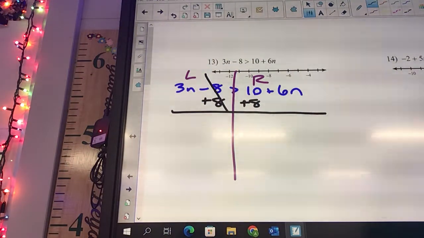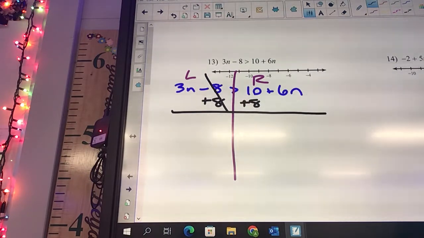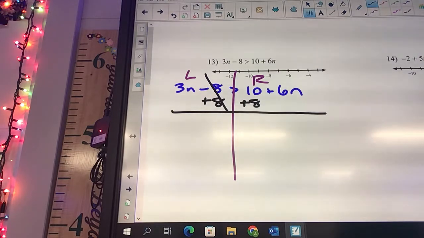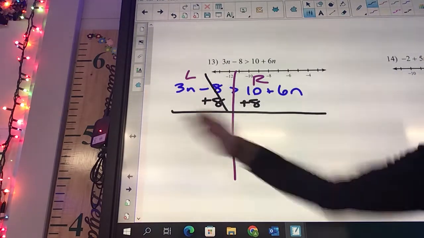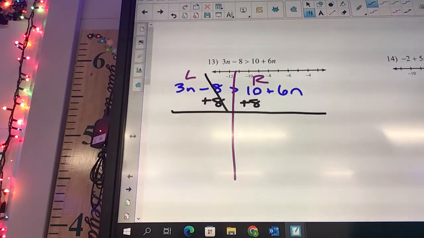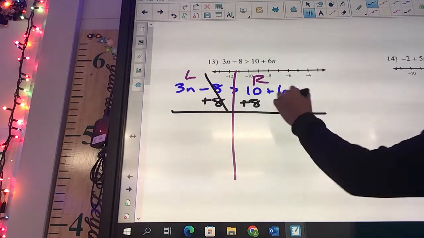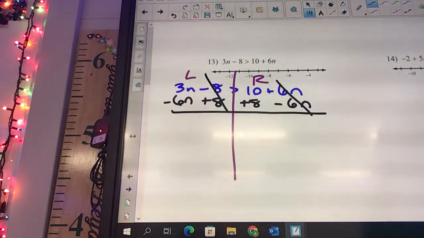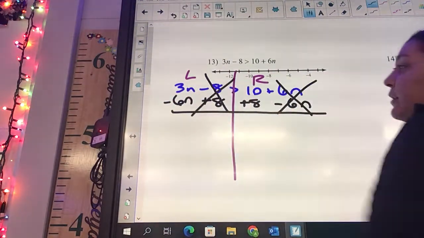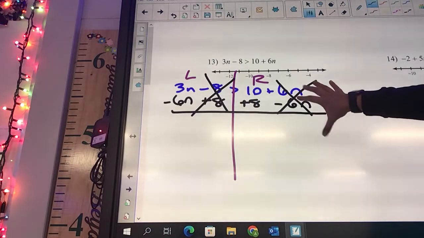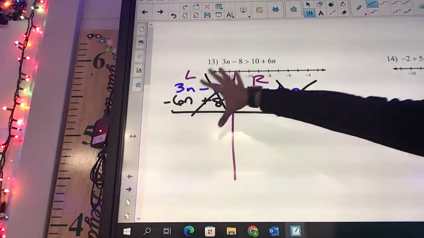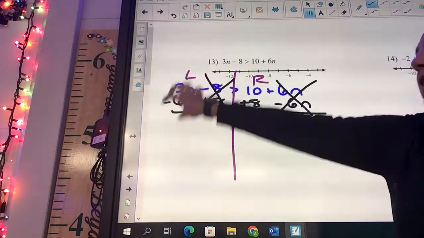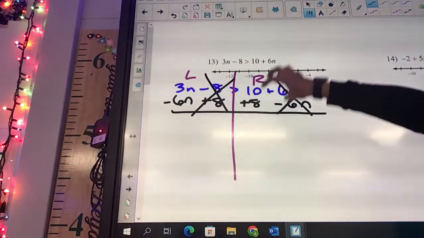What else needs to be moved? Not the 3, because that's a letter, and letters stay on the left. The 6. Okay, the 6 has a letter with it, so it needs to be moved to the left. So how do I move a plus 6? Minus 6. And minus 6n. Okay, and we've done this before. So same thing, you can see how I have a big X on this side and a big X on this side. Now I have my letters all together and my numbers all together.